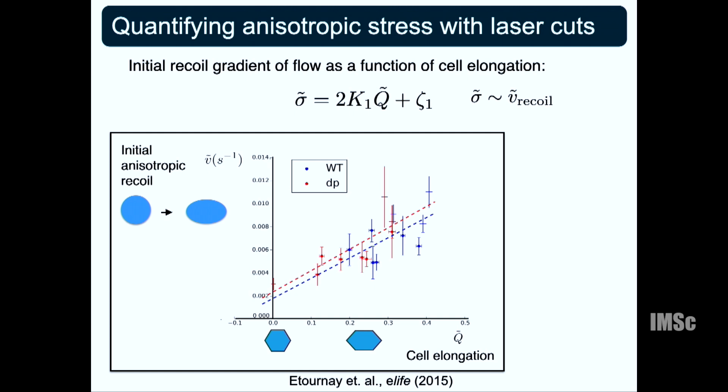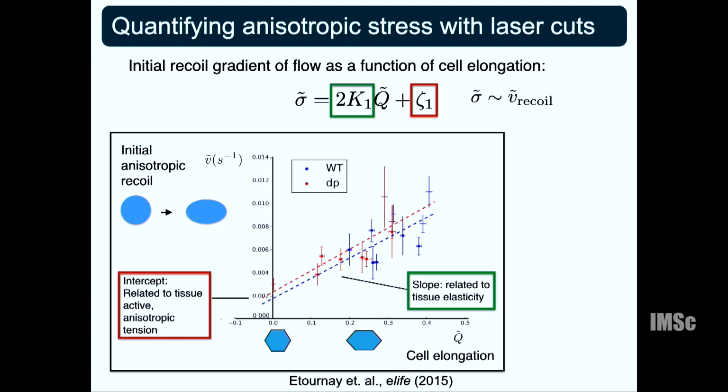Now, if there is a non-zero intercept, it means that zeta 1 is non-zero. There is an active stress within the tissue. So what one can do is compute the slope, which will be related to the tissue elasticity, and the intercept, which will be related to the active stress. We cannot get the absolute numbers, but we can tell for sure that the ratio, whatever we get, is correct. So now with this information, it seems that the model is correct.